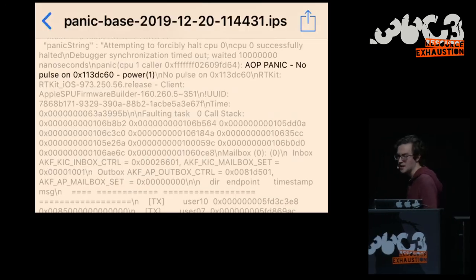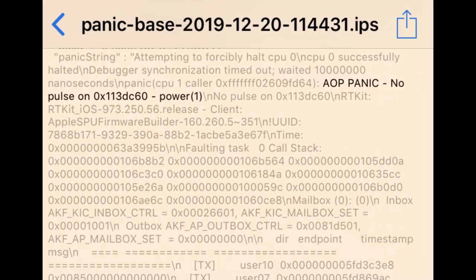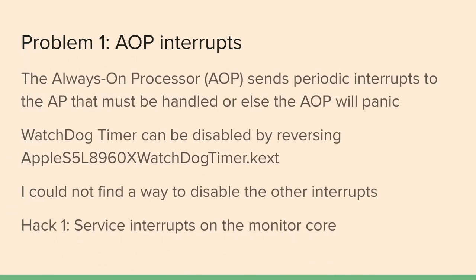Now, when I implemented this, I pretty quickly encountered weird panic messages. So this is one example, AOP panic, no pulse on something or other. And it took a little bit of effort, but what I eventually learned was this was being caused by a processor on the device called the always-on processor sending periodic interrupts to the main application processor. And the interrupts that are sent by the always-on processor need to be handled or else the AOP will panic. And once the AOP panics, it brings down the whole system.